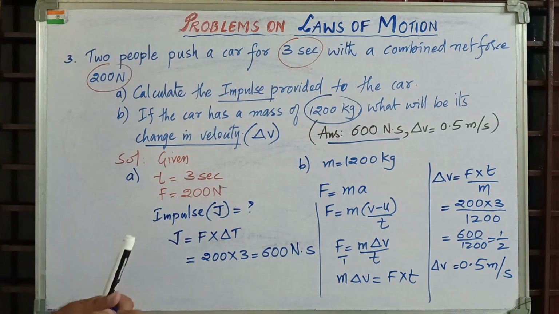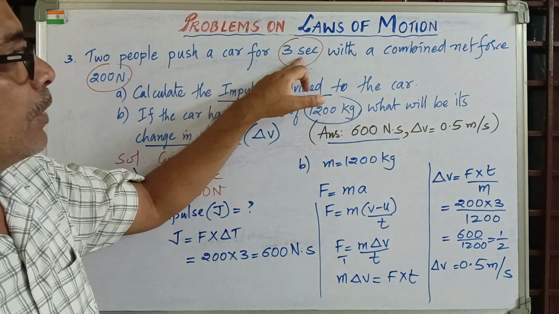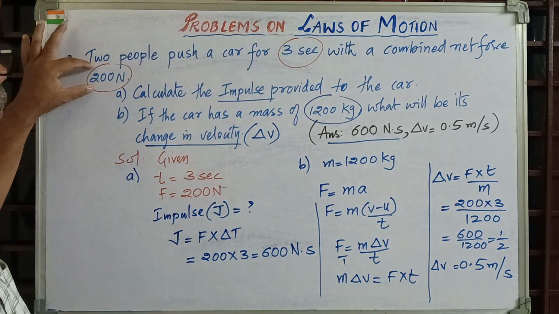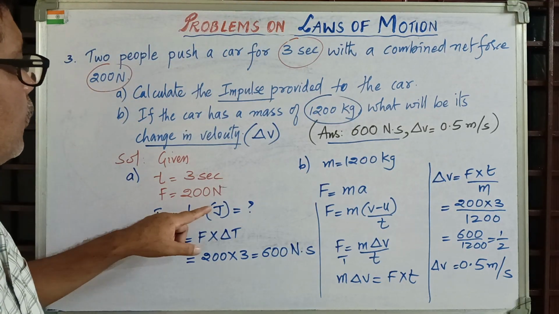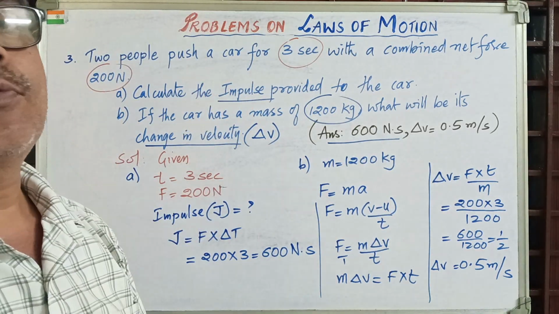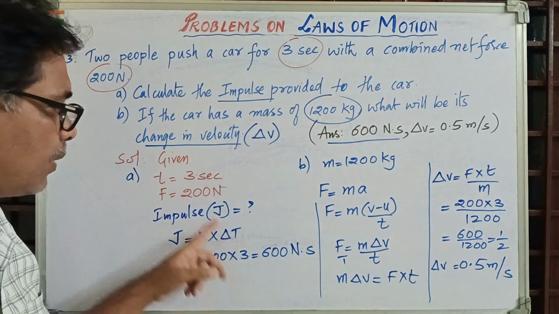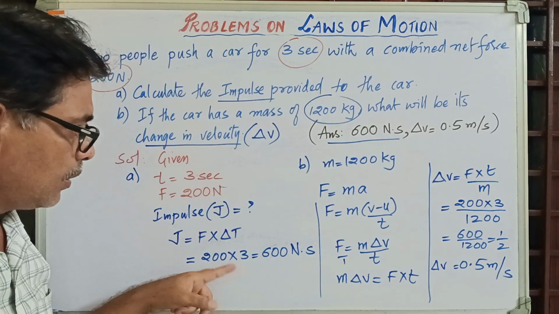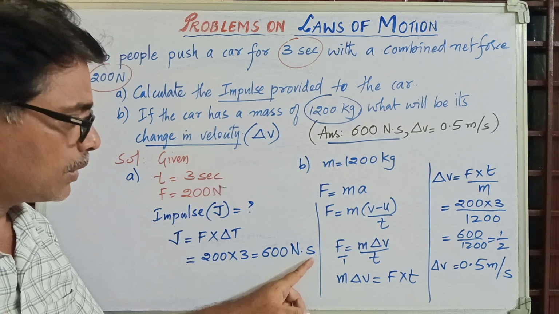Simple problem. Once again I will explain you. Two people push a car for 3 seconds with a combined net force of 200 Newton. So two things are available for you. One is time, 3 seconds, and Newton indicates it is force. First case is asking you to calculate impulse. Impulse is force into change in time. Force you got it as 200 and time is 3 seconds. Therefore you got it as 600. Force into time, therefore Newton second.